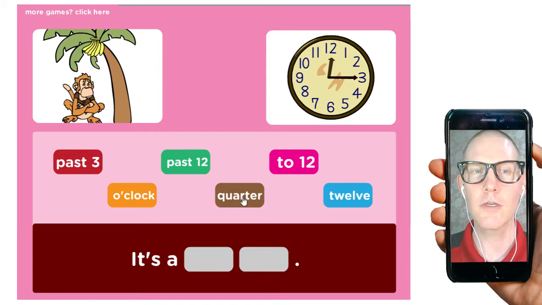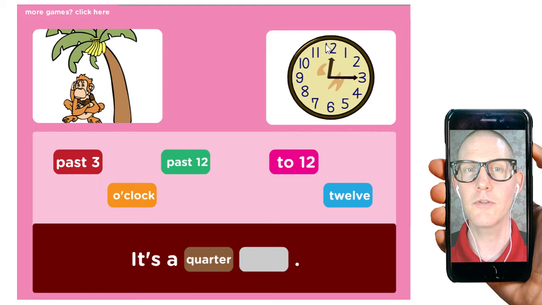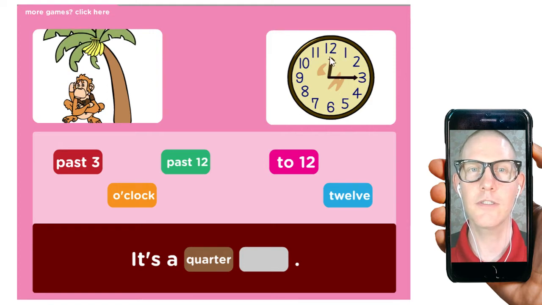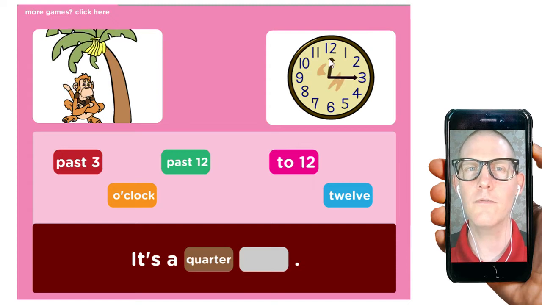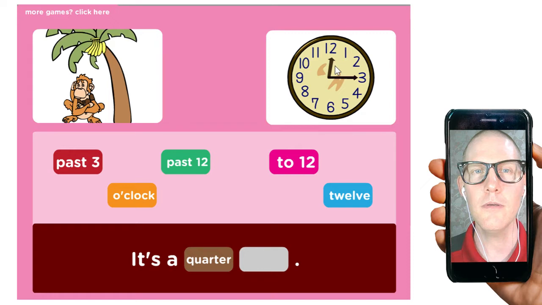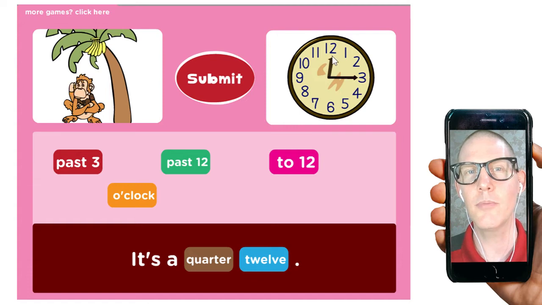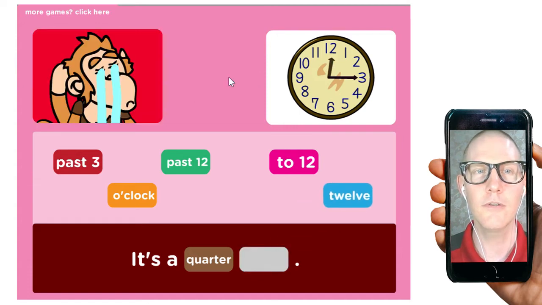Well, we know it's going to be a quarter, right? Because we can divide the clock up into four pieces of pie. So this is one section. This is another section. Another section. Another section. So it's a quarter, one fourth. Right? 15 minutes. So it's 12:15 because the hour hand is pointing towards the 12. Let's check.